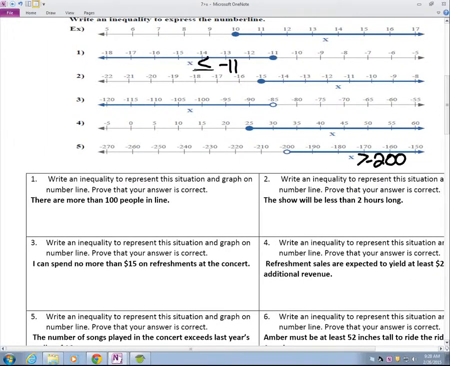You don't have that one? Look, this is the exact same thing that I printed off for you guys, so you have the same thing.